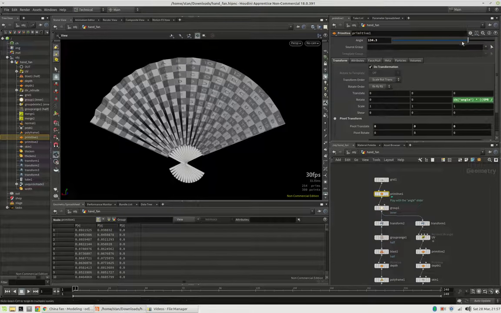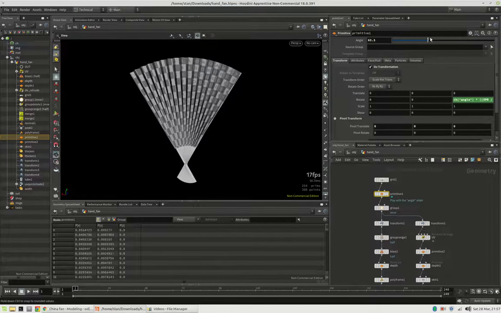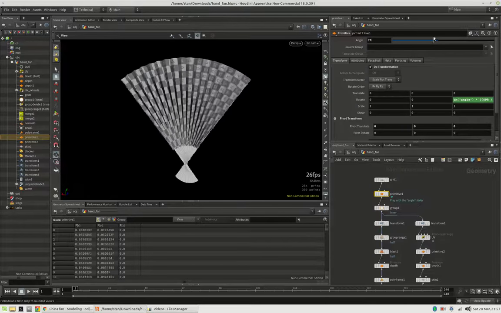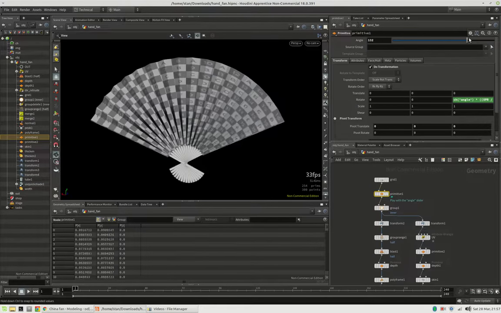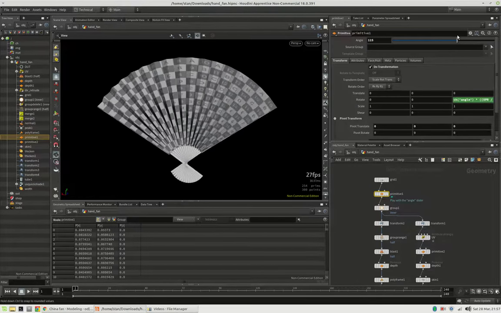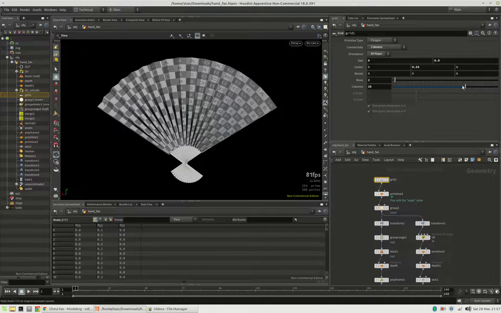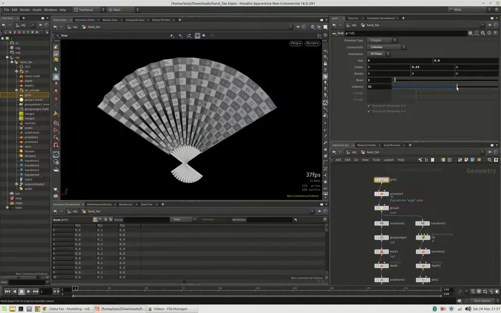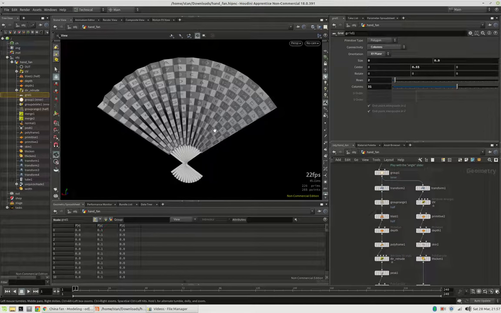Hi, my name is Konstantin Magnus, and in this run-through we will have a look at how you can procedurally model a fan, like a Chinese fan, and you have loads of controls and different values for thicknesses and offsets and things like that.